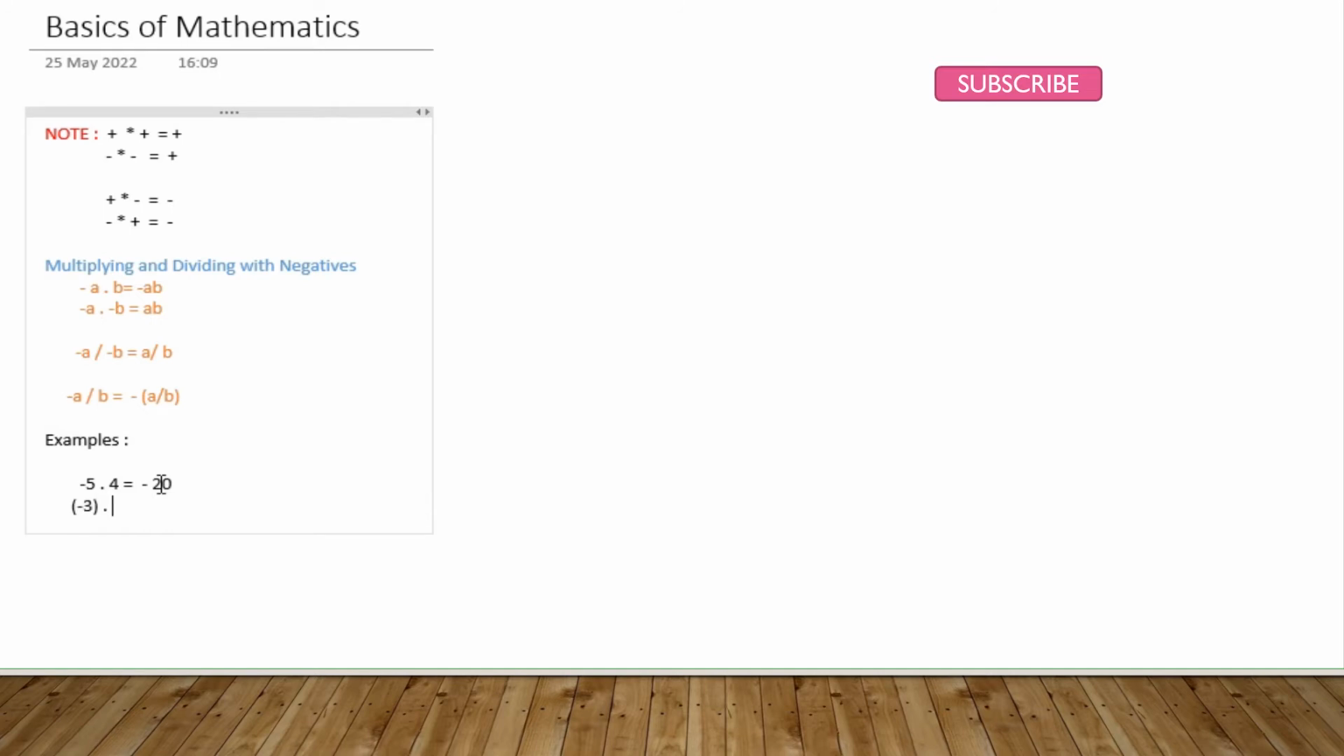into minus 4, what will you get? Can anyone explain? Minus into minus, of course we get plus. Plus we don't need to consider. 3 4s are 12, so we get plus 12. I hope you understand very well.